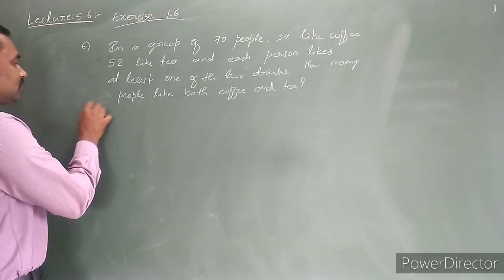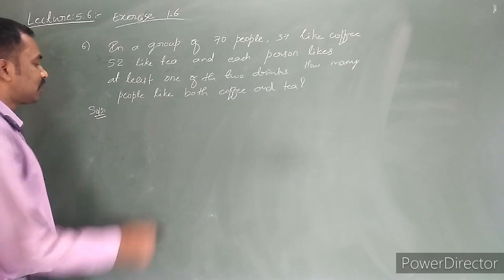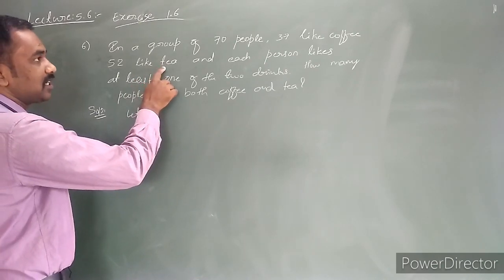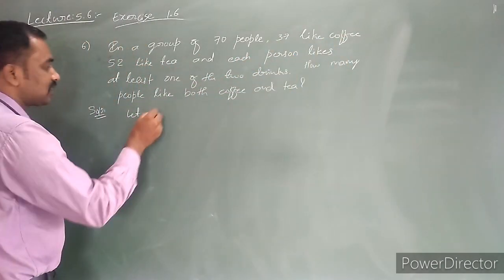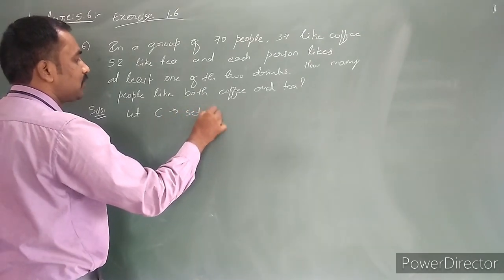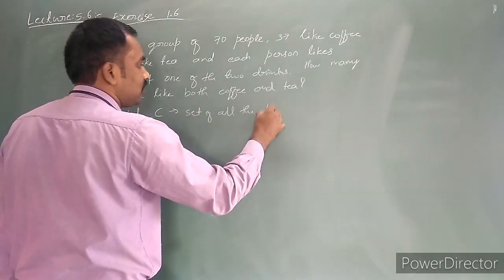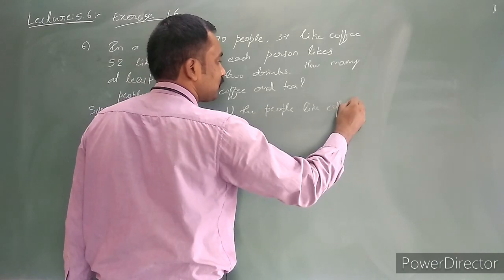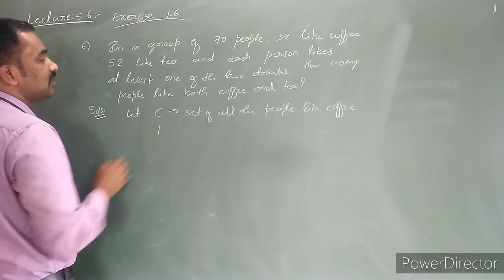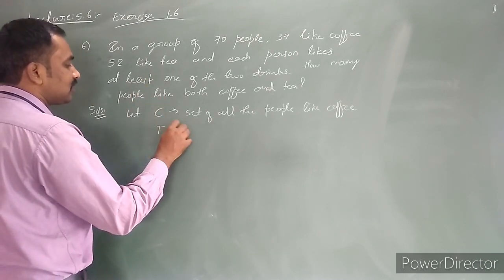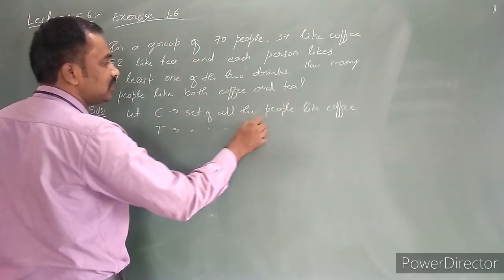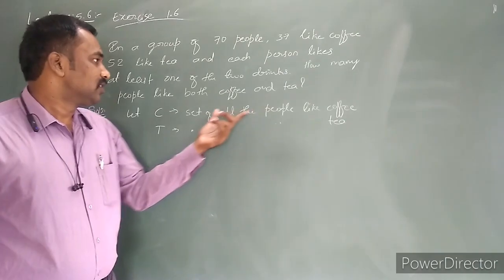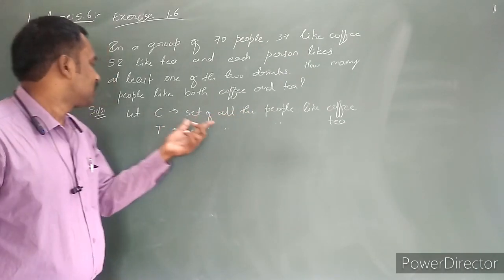Okay. Here, solution. First of all, I just take the sets. What are the sets? We can take A and B. Here, I just take the first letters of the things. Let C denote the set of all the people who like coffee. And next one, let T denote the set of all the people who like tea. There is a general survey of the people who like the coffee and the tea.